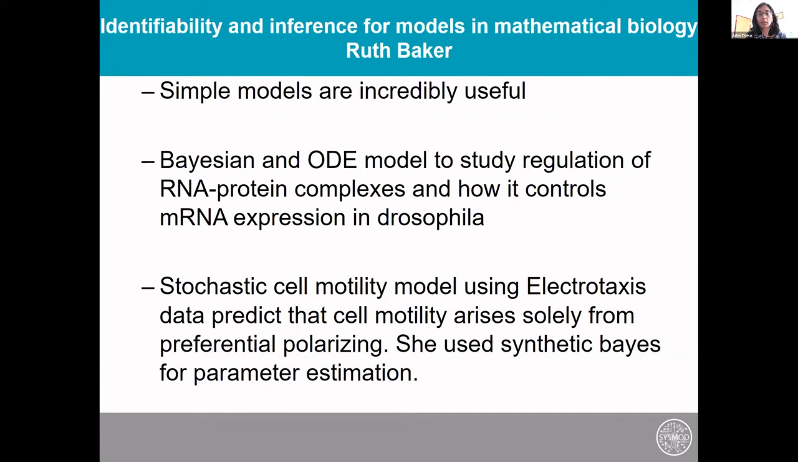Then there were today's talks, and I'm going to give a brief overview since they just happened. I think Ruth Baker gave a very nice presentation describing very simple models, but yet extremely useful. She used Bayesian and ODE models to study regulation of RNA protein complexes and how it controls mRNA expression in Drosophila. Then we heard about the stochastic cell motility model and how cells move in response to preferential polarizing. She also again used synthetic data for parameter estimation.